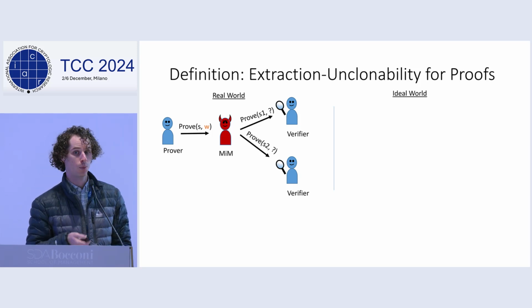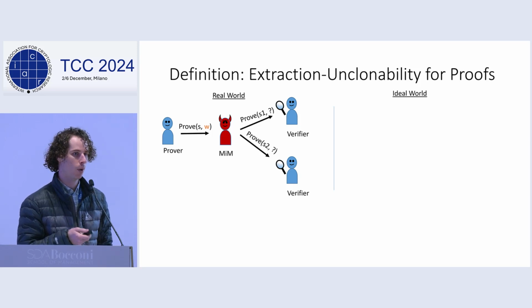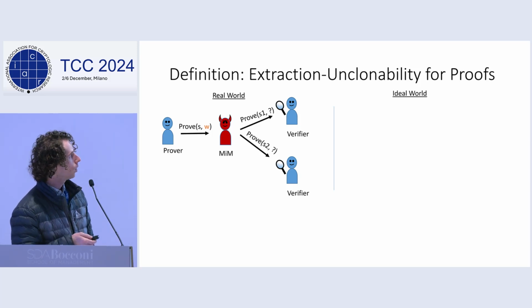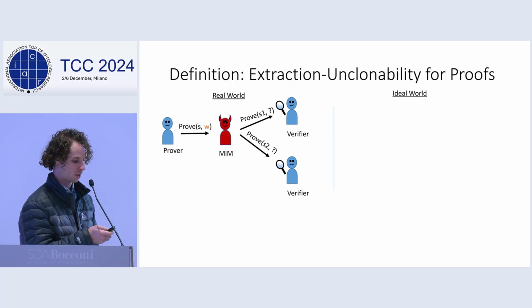Now let's move on to proofs. We actually give two different definitions, but for the sake of time, I'm just going to go over one of them that is a little bit more natural, in my opinion. So the scenario that we're considering here is the prover will prove, using some witness, the truth of a statement to the man in the middle, and then the man in the middle will prove two statements to two different verifiers. The statements might be the same as the one on the left, they might be different.